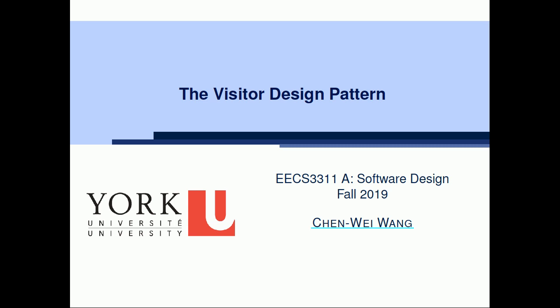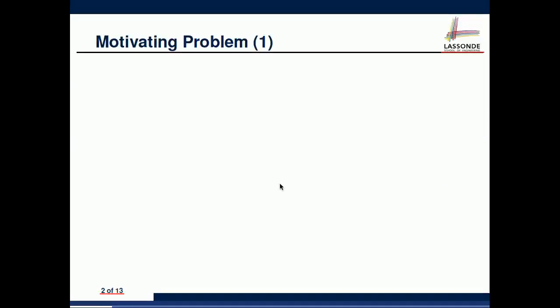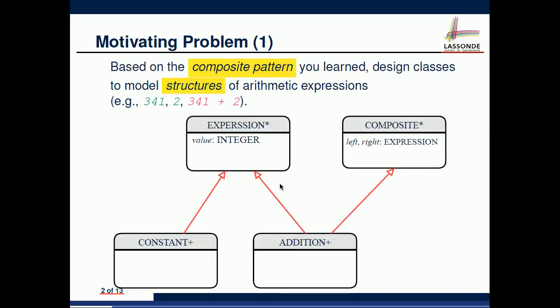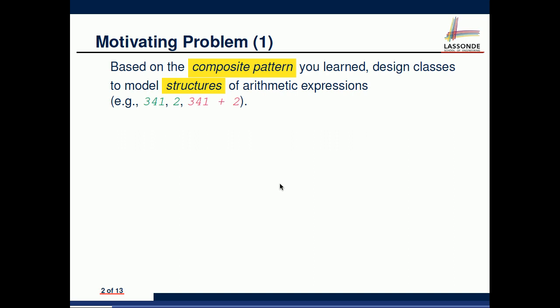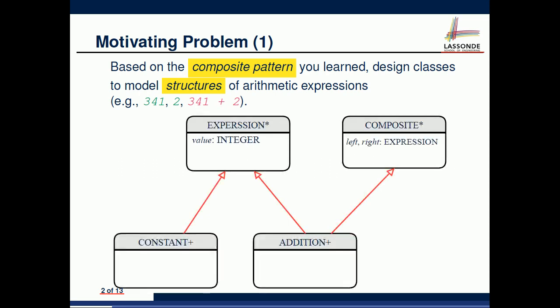Let me briefly brush up on what you learned last time. We talked about this particular motivating problem, and we're going to use it also for the visitor pattern illustration. We are trying to define a small expression language with only integer constants and addition. Each integer constant is considered a base case, and addition is the recursive case. They help you build a tree. So this is the composite pattern that we have.